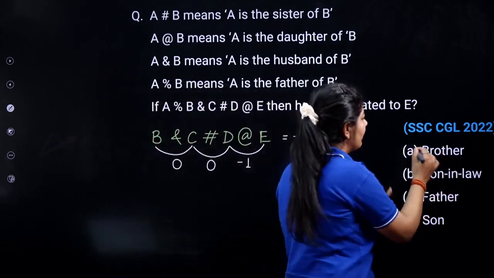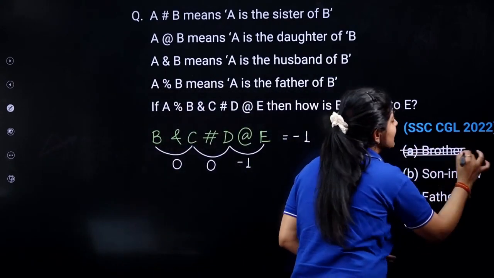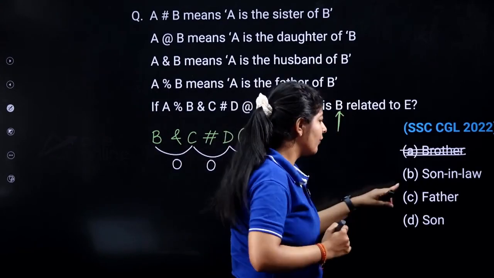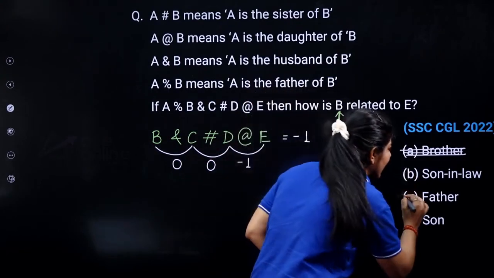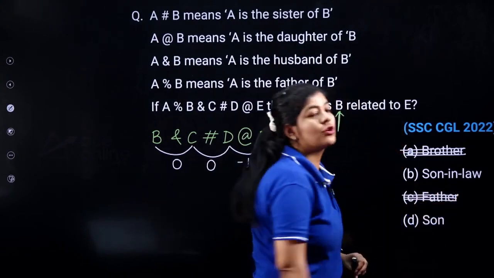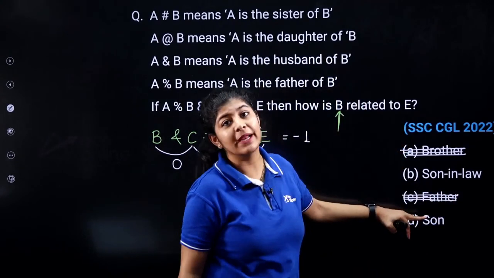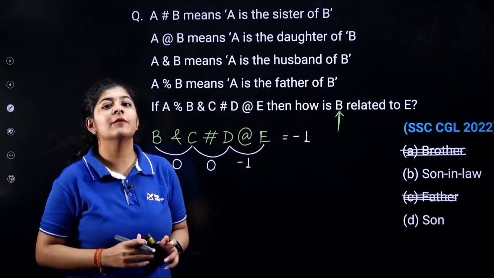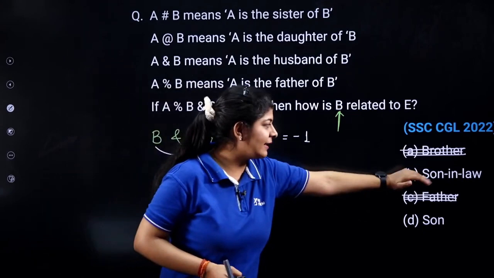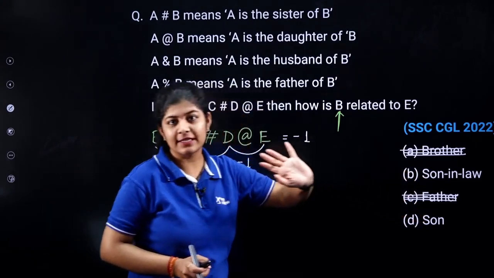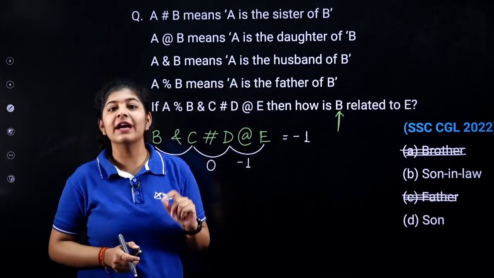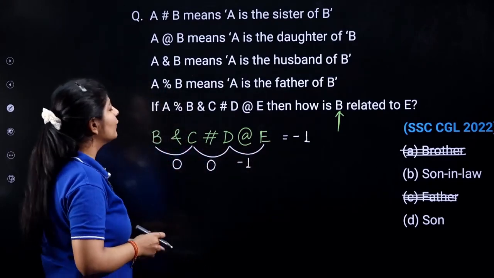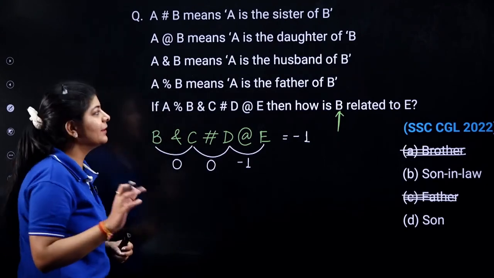So brother, no. For the brother we have 0 as our generation gap, not -1. For son-in-law, yes, -1. For father we need +1, not -1, so this option is also eliminated. For son we need -1. Now two options are eliminated, but we are still left with two options: either son-in-law is the correct one or son is the correct one. When we have two options like this, what I am going to do is just draw my family tree.